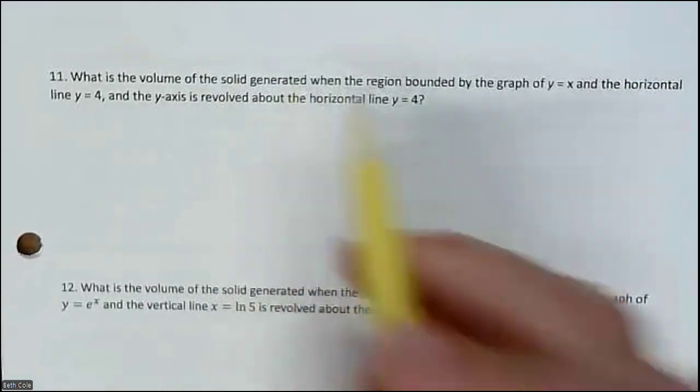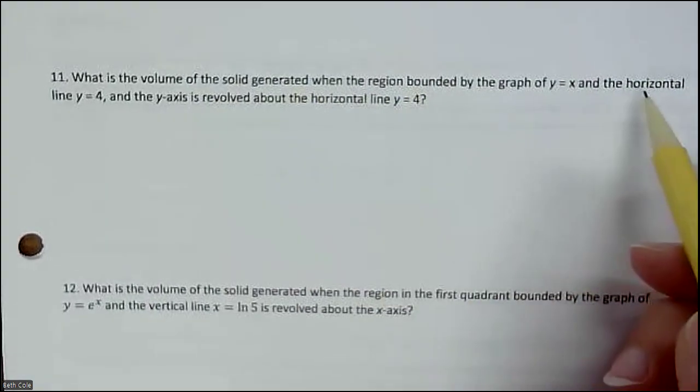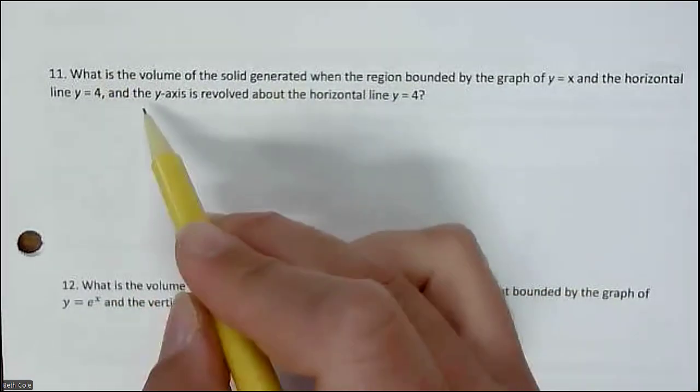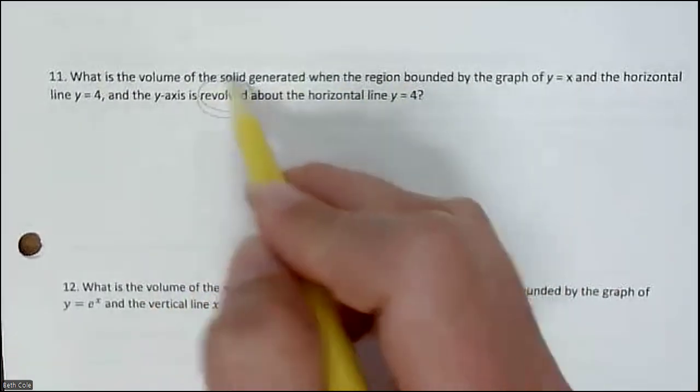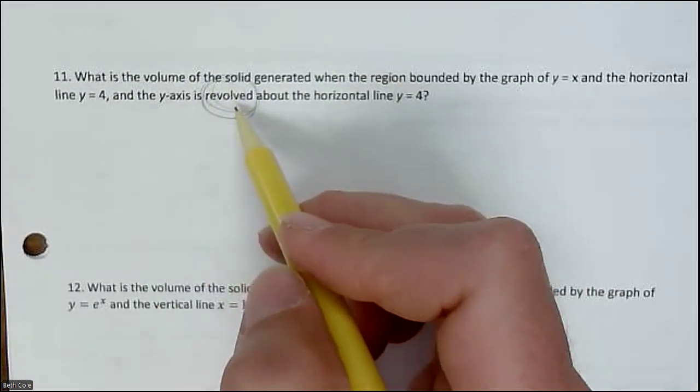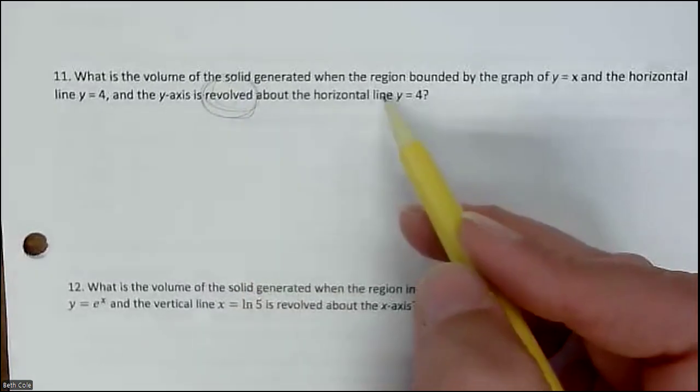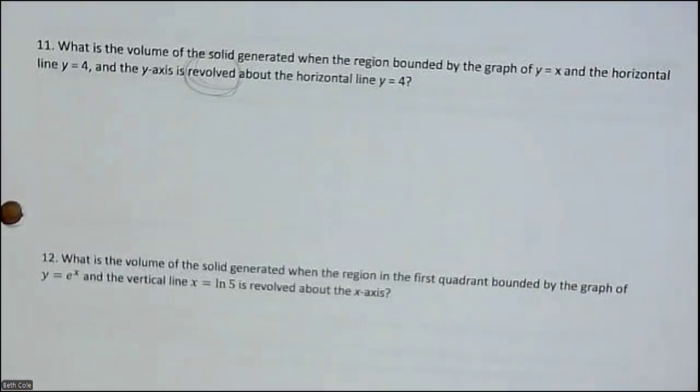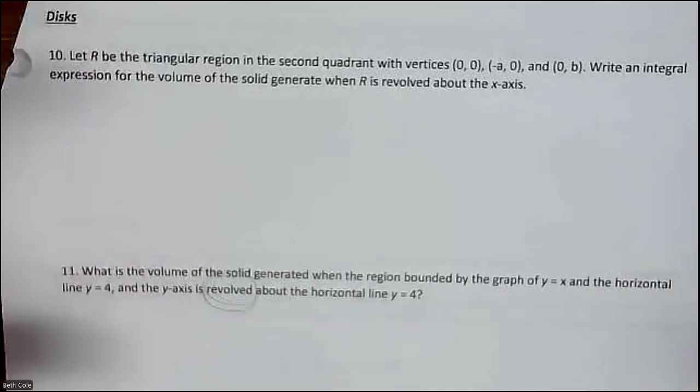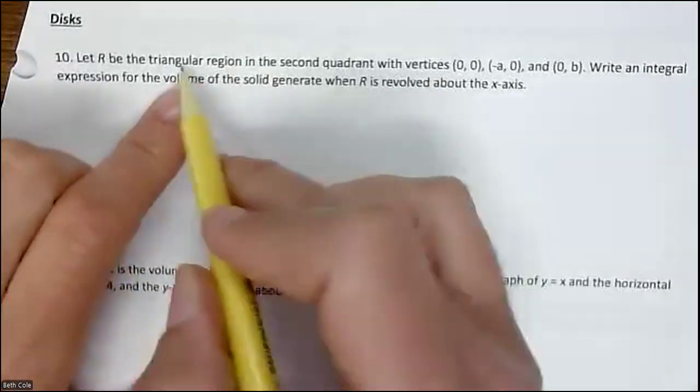Let R be the volume of the solid generated when this region and the horizontal line y equals 4 in the y-axis is revolved, revolution. Why I'm silly about that word is because it should jump out at you like, oh, we're spinning around the horizontal line y equals 4. All right, let's take a look at this. Oh, wait, did I skip that question? Oh, I didn't move my paper down the whole way. Oopsie, sorry, let me go back.